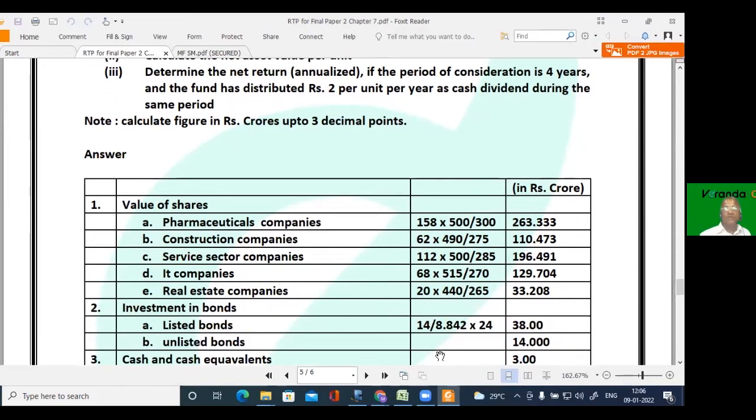Listed bonds, as I told you, there is some error there, so we will ignore that. We will take up whatever 24 crores that they have. On to that, we will apply 14% divided by 8.842%. You should get 38. Unlisted bond, same value, nothing they have just mentioned.